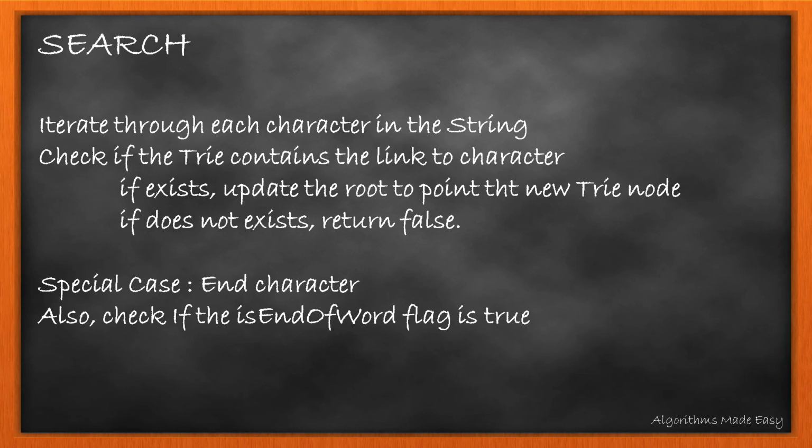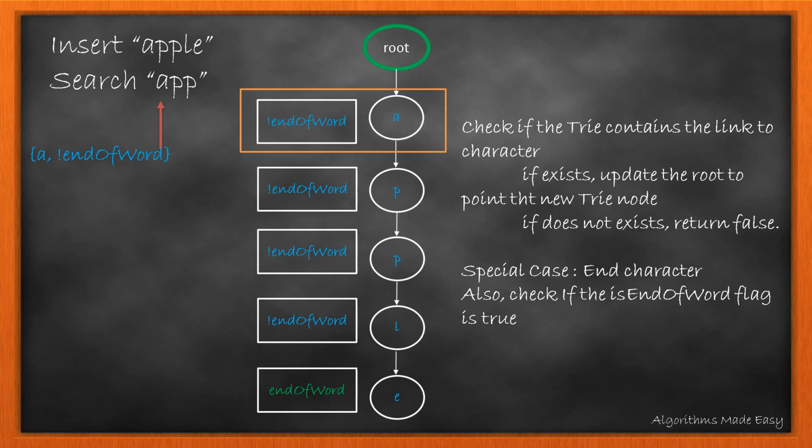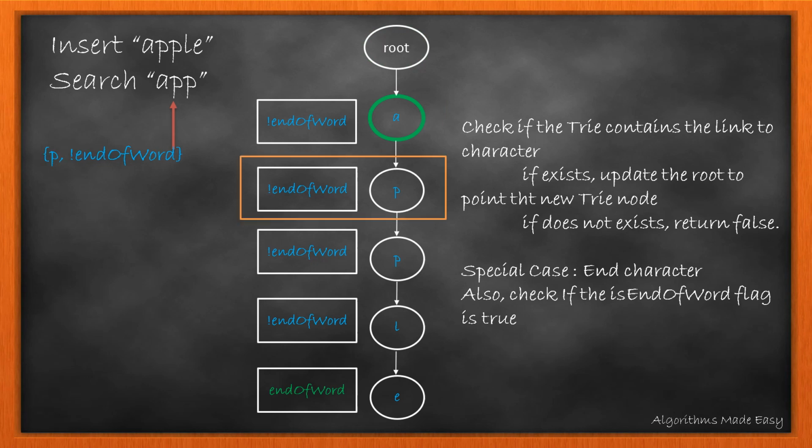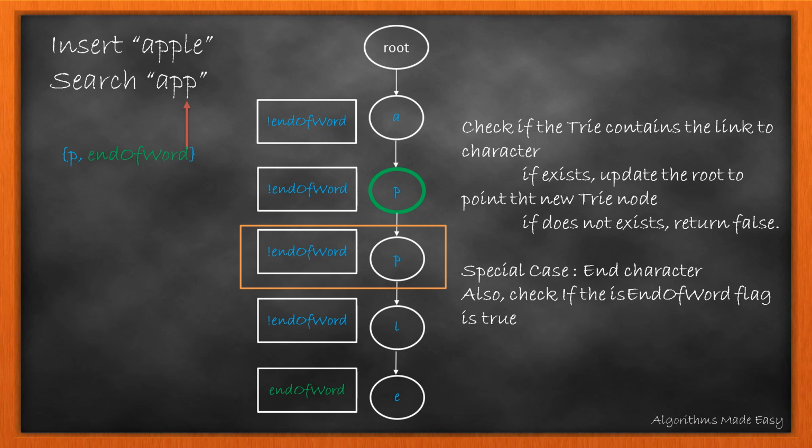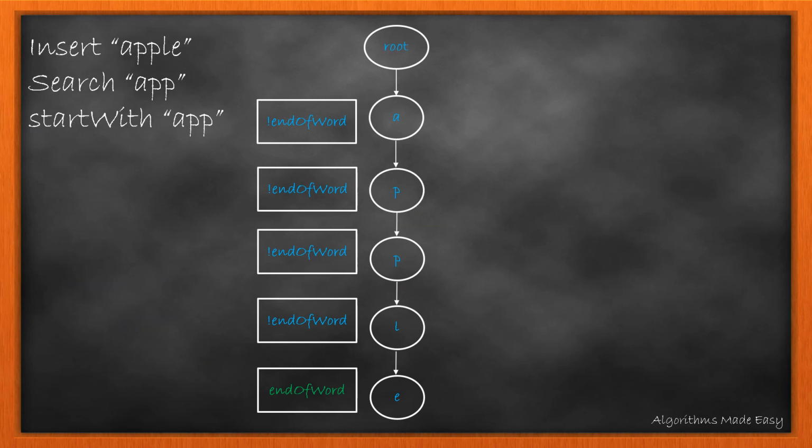Let's apply it on our example. We start searching A. As it is present and it is not the end of word, we update the root and move ahead. Similarly for P. Now we have reached the end of the word. We will check if the character is present and also check if the character found is the end of the word. As in our case, we can see that the character P is present but its flag is false. We will return false.